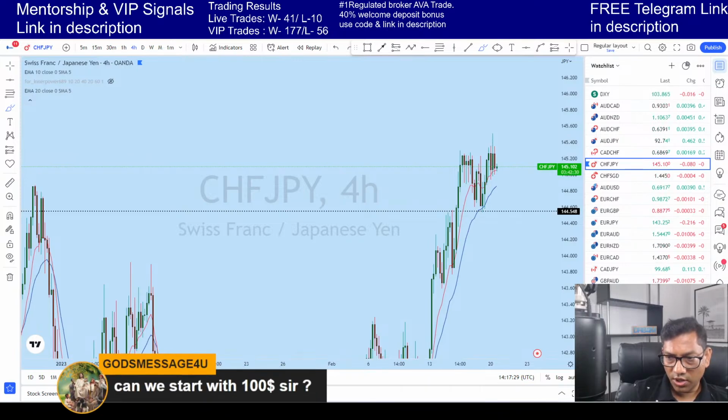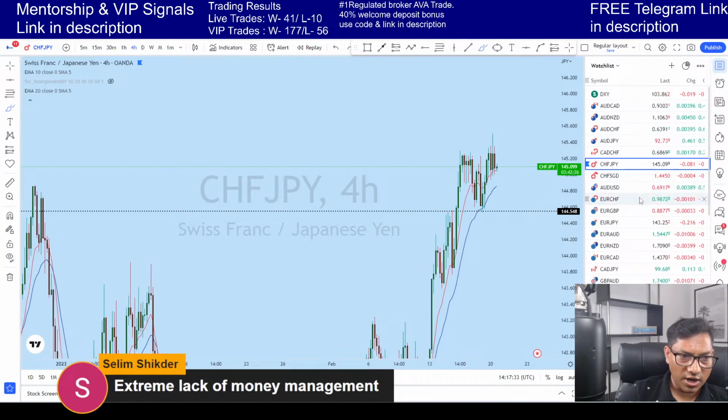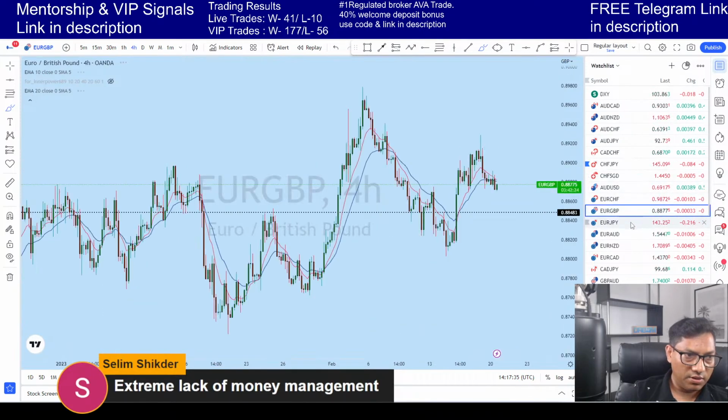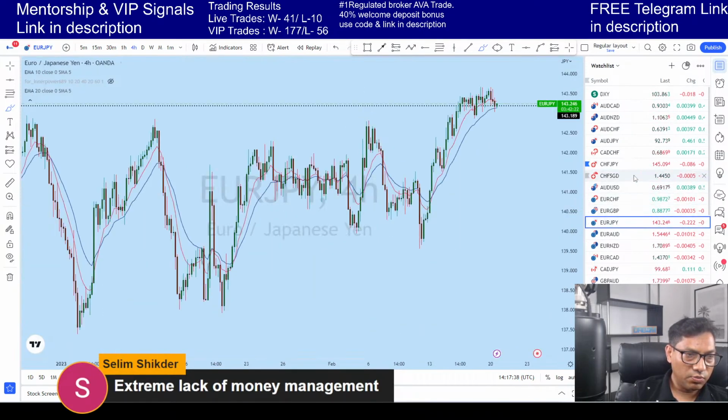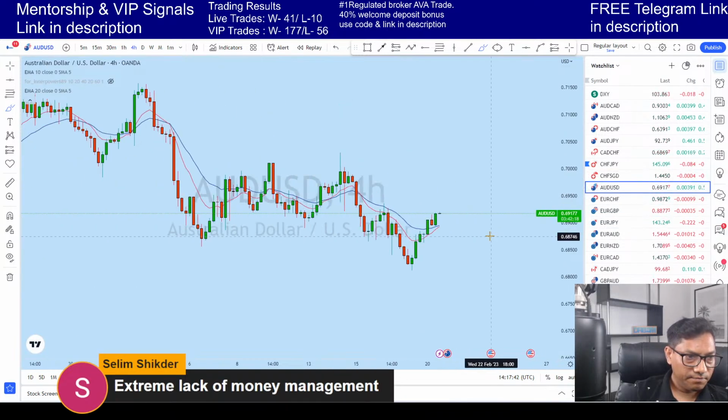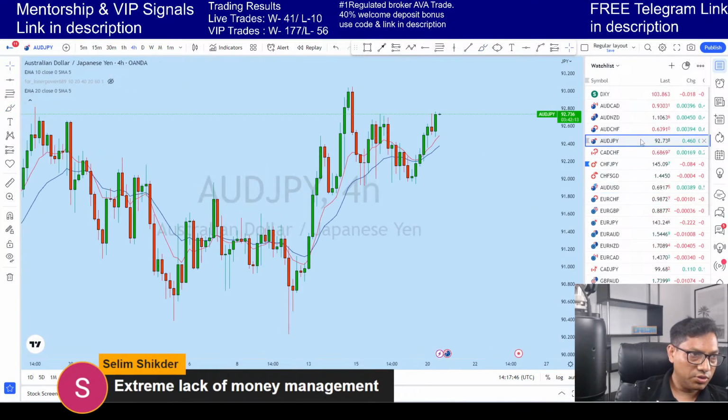Yeah, of course, why not? You can start trading with a smaller account, that's what I recommend. Trading with a smaller account is much better than anything else, because in the beginning there's a lot of blowing up, so a smaller account means less risk.